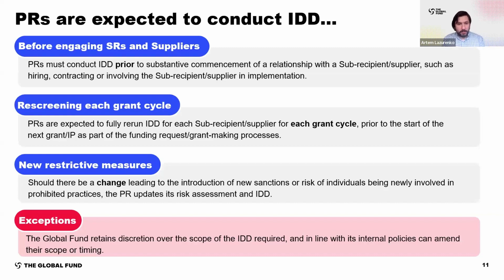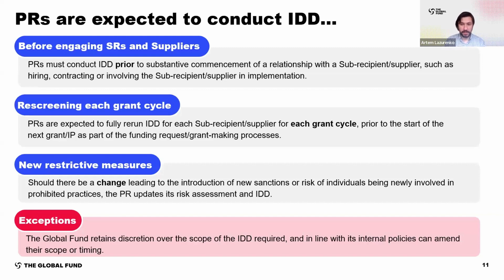So this is, I think, well understood. What we also mention in the guidelines is that PRs are expected to refresh their IDD. It is not sufficient to just do the screening before the substantive engagement, especially with regard to a counterparty that you retain over multiple years, and you have last checked maybe a decade ago. The risk context and the track record of a counterparty, the internal mechanisms in a SR and supplier, can change, and the previously robust supplier can become more exposed to risk.